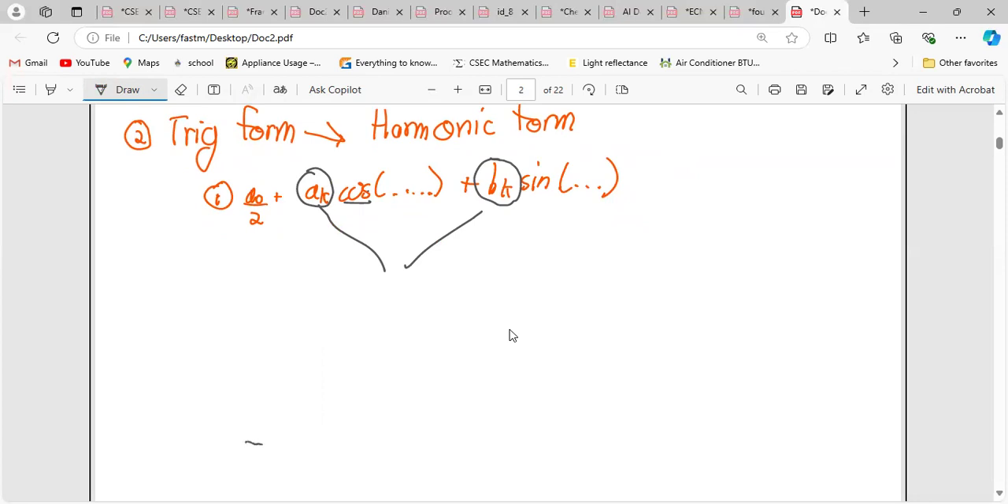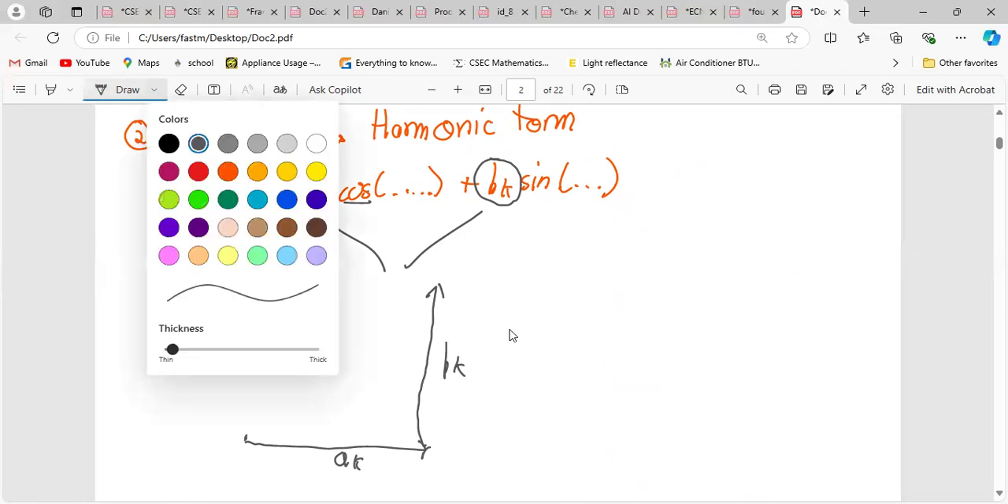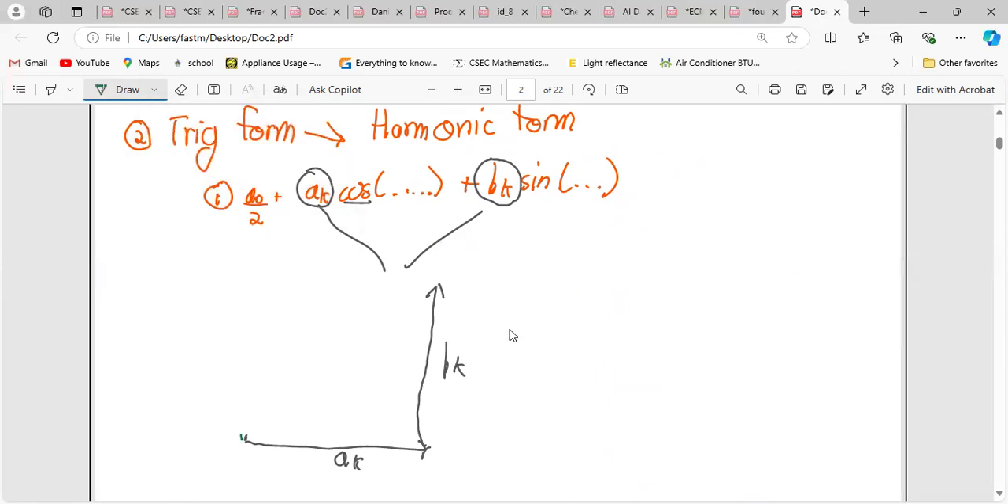So let's try. You have the horizontal, which is your AK, because AK and cos is the horizontal component, and BK is your vertical component. Put the vertical here, so that is BK. And obviously when you use Pythagoras theorem, you end up with the shortest distance between the two points, and this is CK. That is where they got the CK in the harmonic form. That is where it came from.